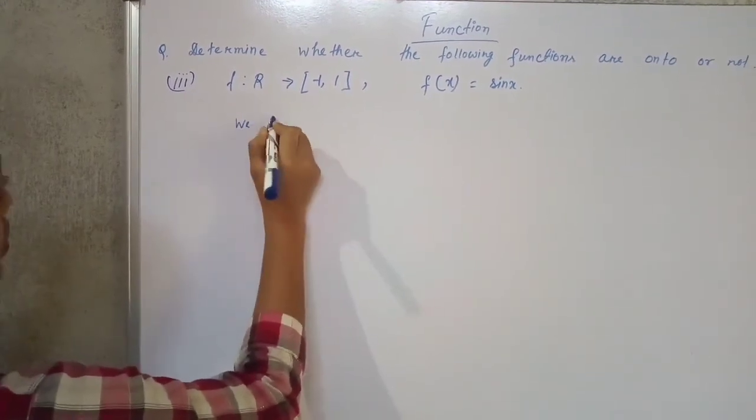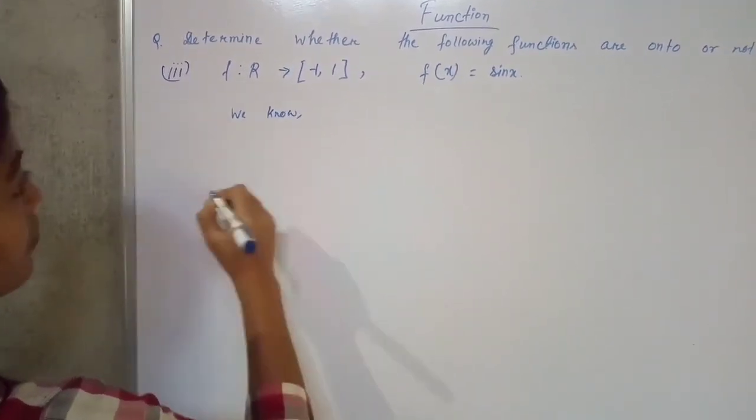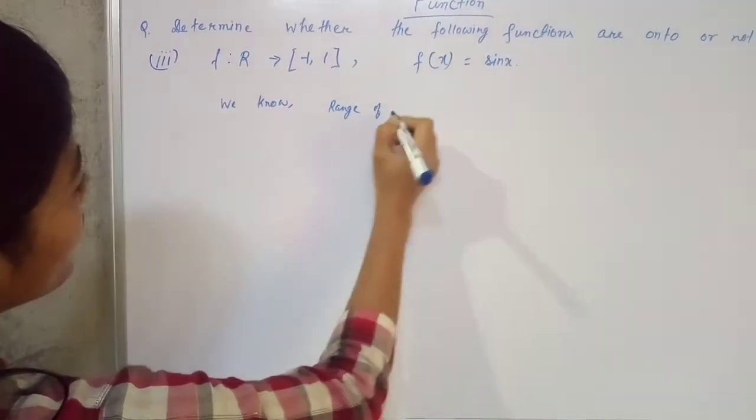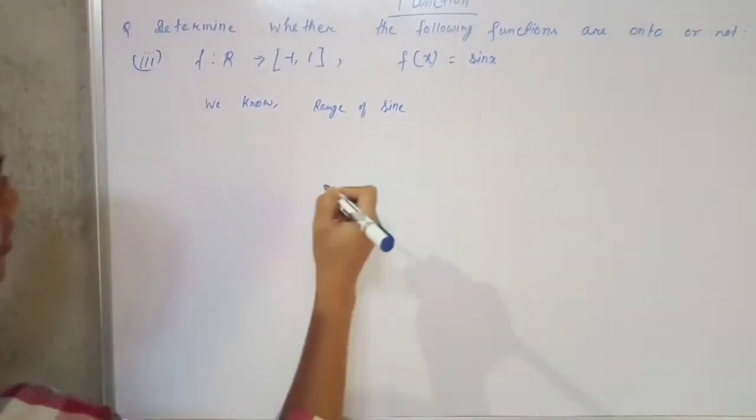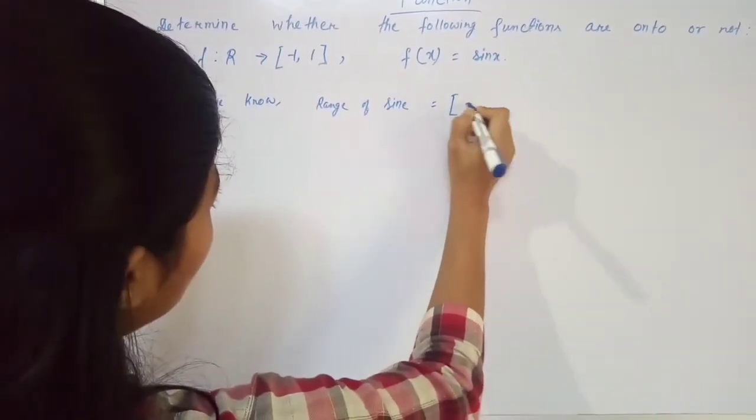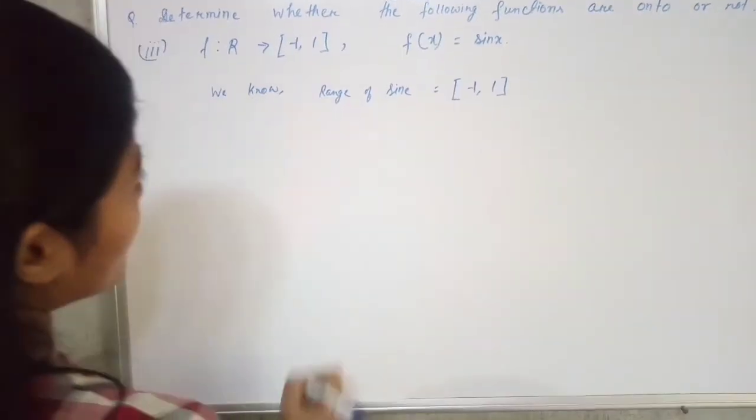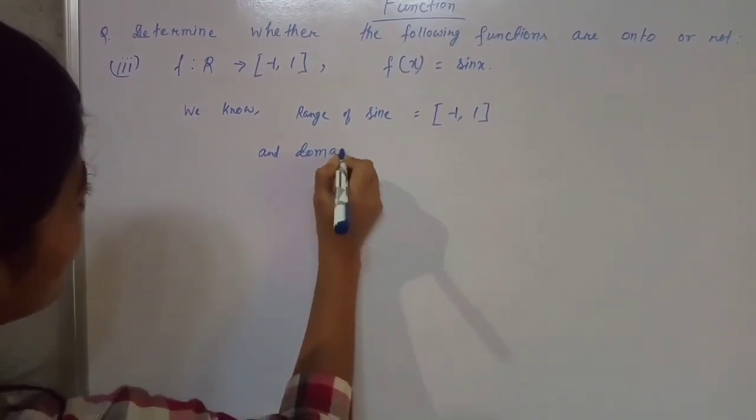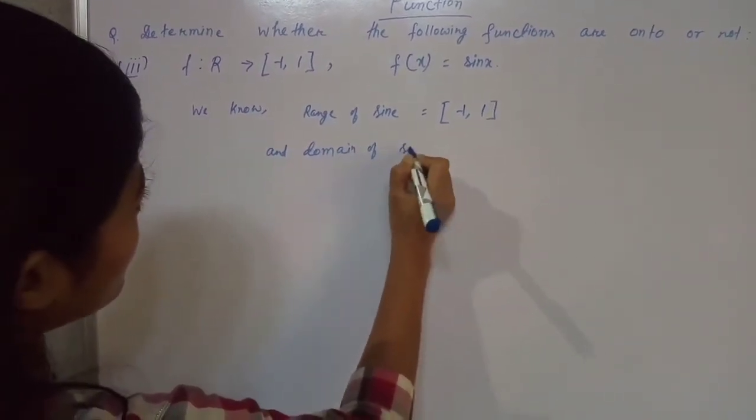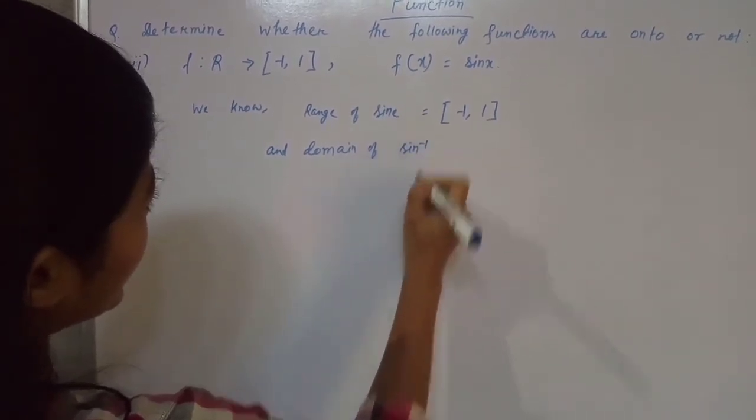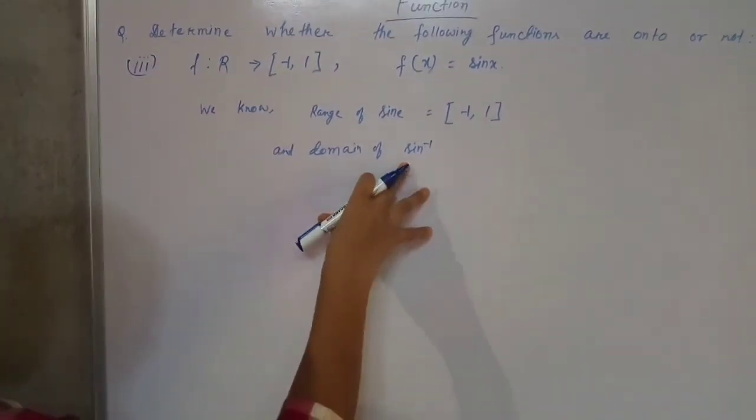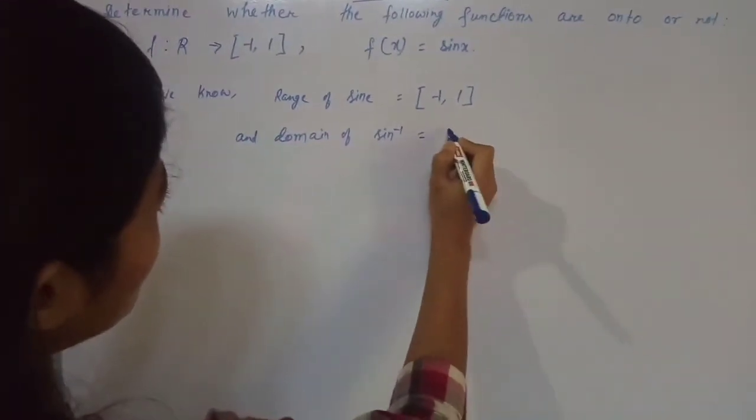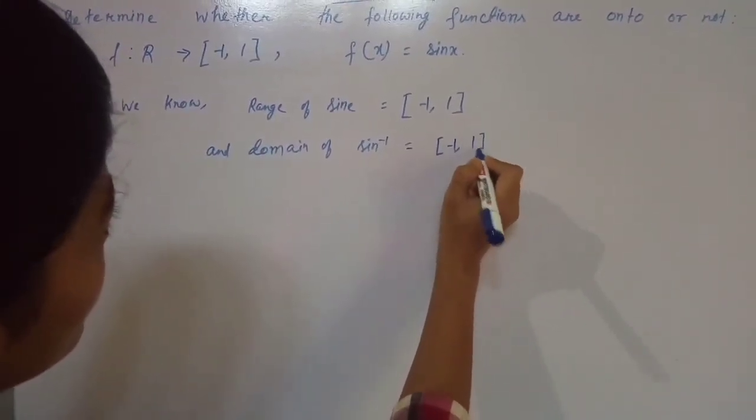We know that the range of a sine function is nothing but the closed interval minus 1, 1, and the domain of sine inverse, which is an inverse trigonometric function, is minus 1, 1.